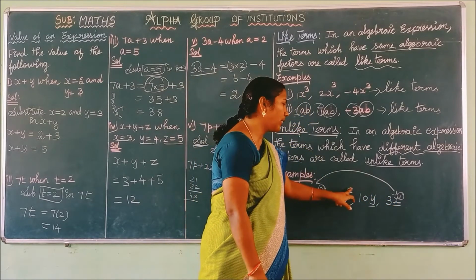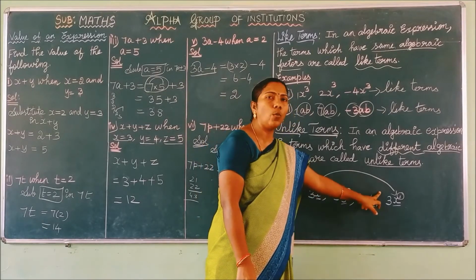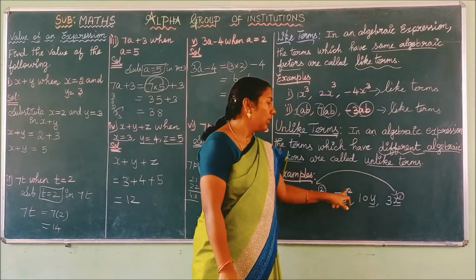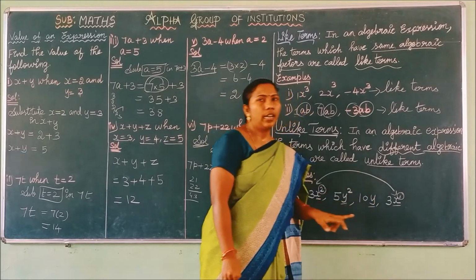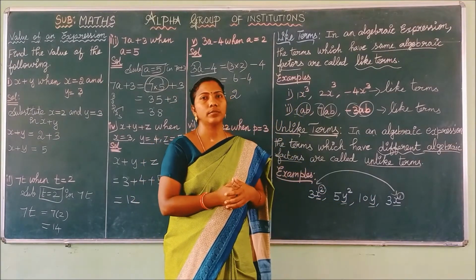See here, 5y square and 10y. Observe the power. Here we have the 2, here we have the 1. So their powers are different, so they are called unlike terms. Suppose here also we had the 2, then in that situation we could call them like terms. I hope you understand both like terms and unlike terms.